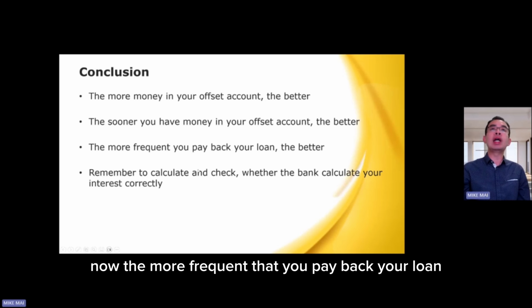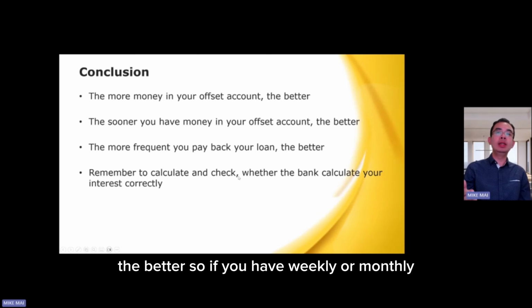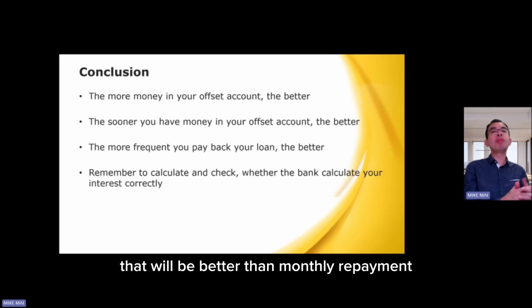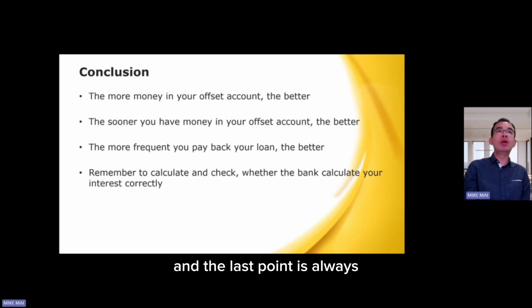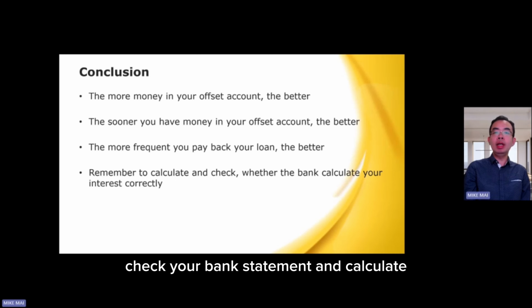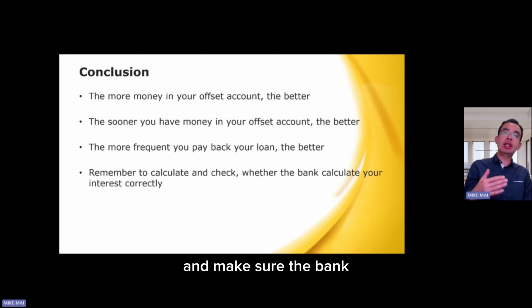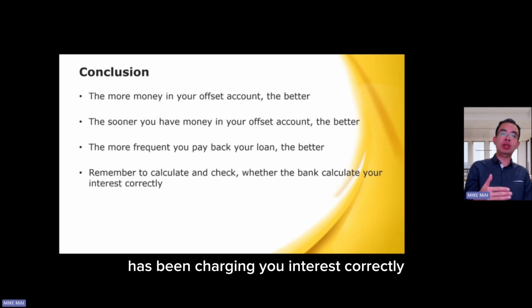Now, the more frequently that you pay back your loan, the better. So if you have weekly or fortnightly repayment, that will be better than monthly repayment. And the last point is to always randomly check your bank statement and calculate and make sure the bank has been charging you the interest correctly.